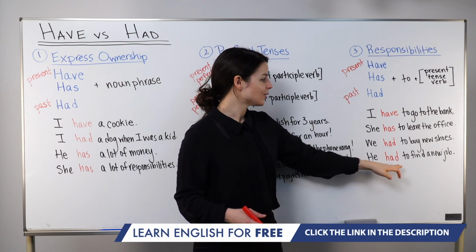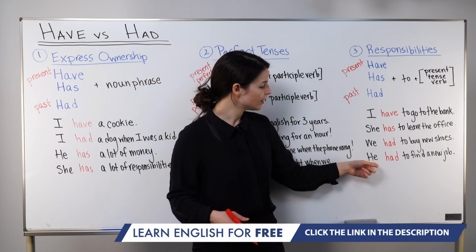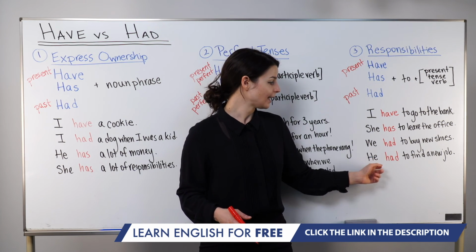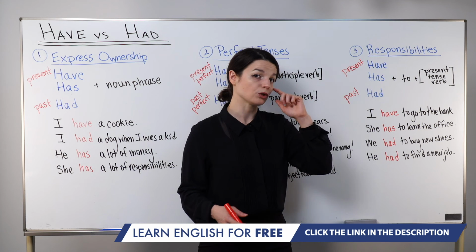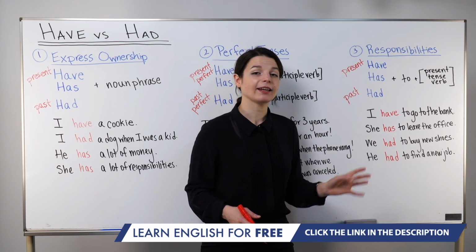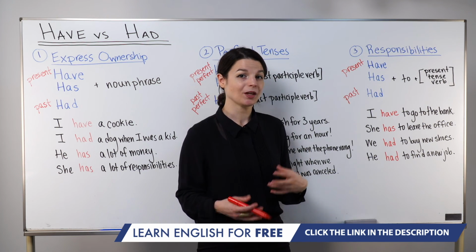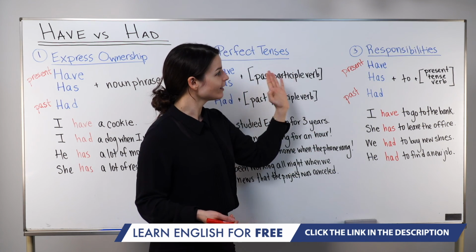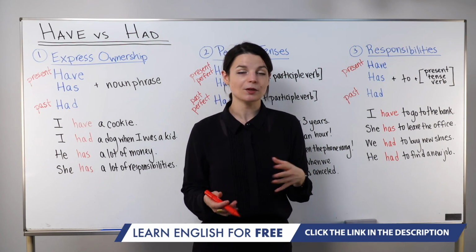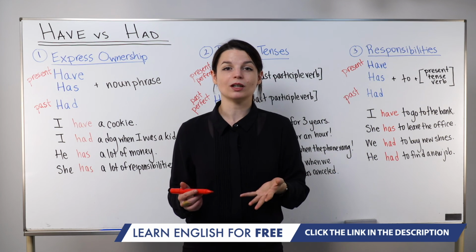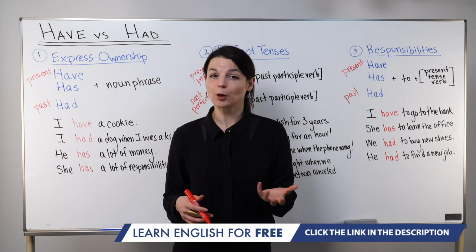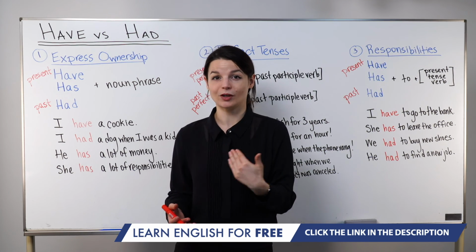Finally, he had to find a new job. So again, my subject is he, but there's no change to the verb in past tense. He had to find a new job. So had to, and the present tense verb is find. So we can use have, had, and has to talk about explaining our responsibilities. These are three ways that you can use have, had, and has. I hope that they help you in understanding how these words are used.